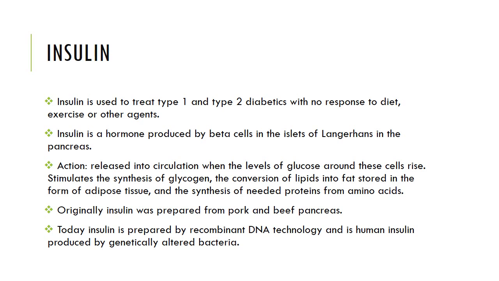They stimulate the synthesis of glycogen, the conversion of lipids into fat stored in the form of adipose tissue, and the synthesis of needed proteins from amino acids. Originally, insulin was prepared from pork and beef pancreas. Today, insulin is prepared by recombinant DNA technology and is human insulin produced by genetically altered bacteria.